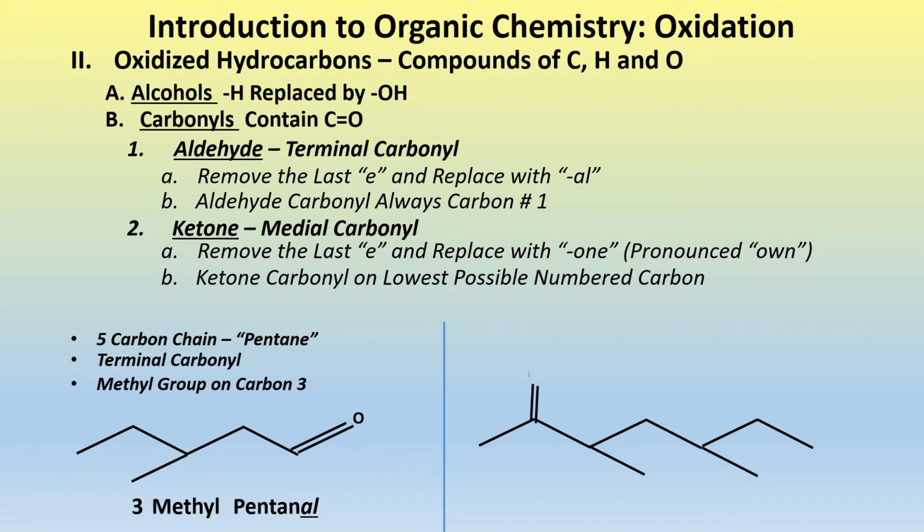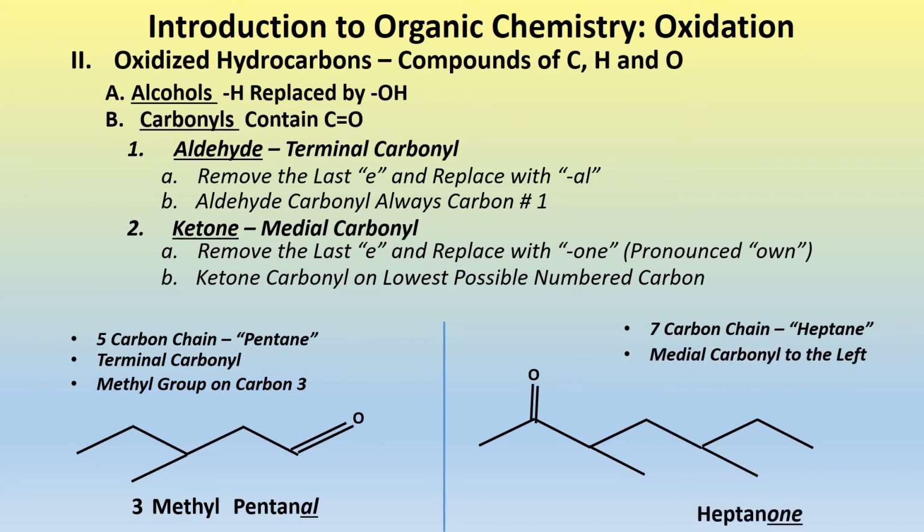So now we see a molecule that is a 7-carbon chain. The medial carbonyl group is closest to the left, where we start counting from carbon 1. This makes it a 2-heptanone. There are 2 methyl groups on carbons 3 and 5. Each should get a number. So the name of the molecule is 3,5-dimethyl 2-heptanone.